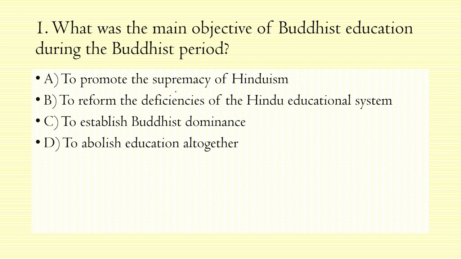The answer is to reform the deficiencies. Deficiencies means the errors. Whatever the mistakes or errors of the Hindu educational system were, the Buddhist people wanted to rectify them. That was the main motto of Buddhism at the time. So the correct answer is to reform the deficiencies of the Hindu educational system. Next question.